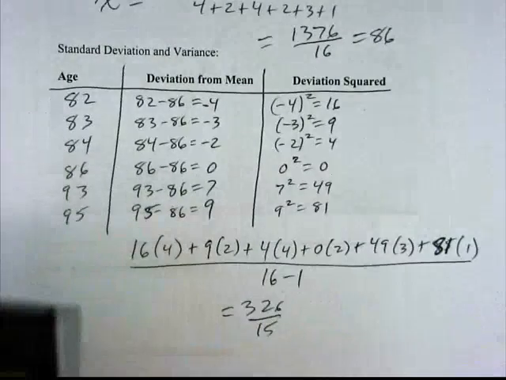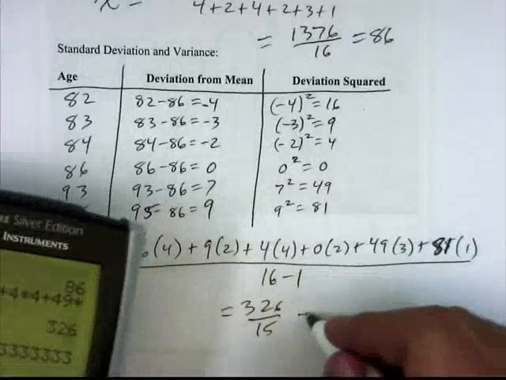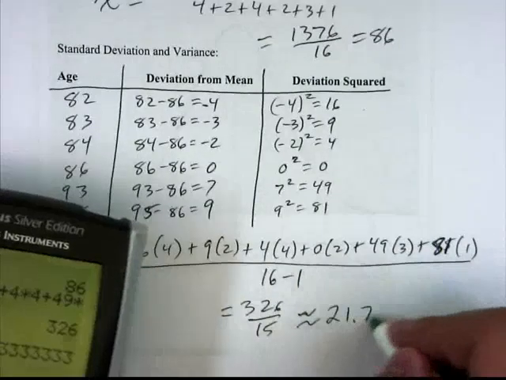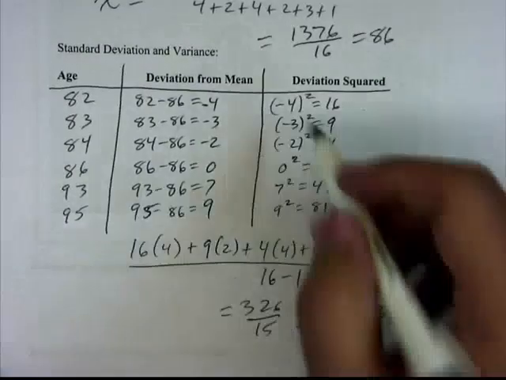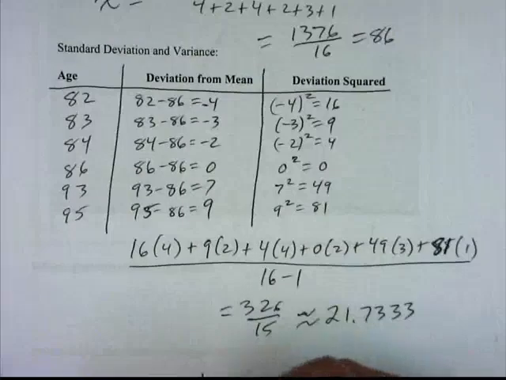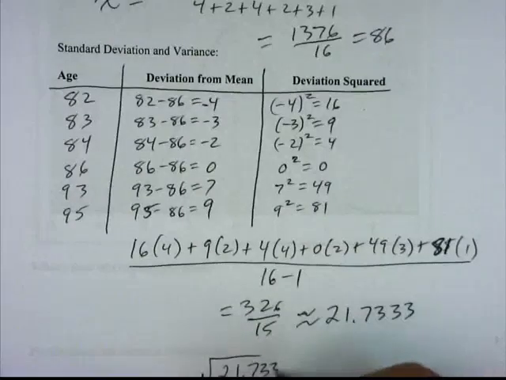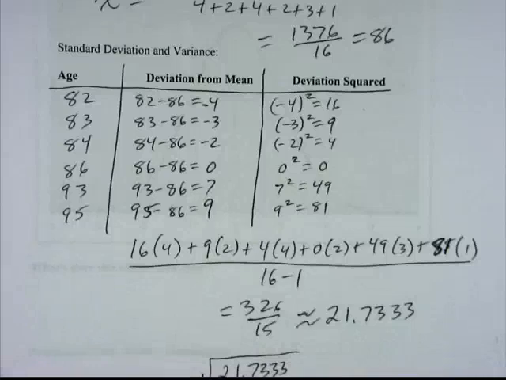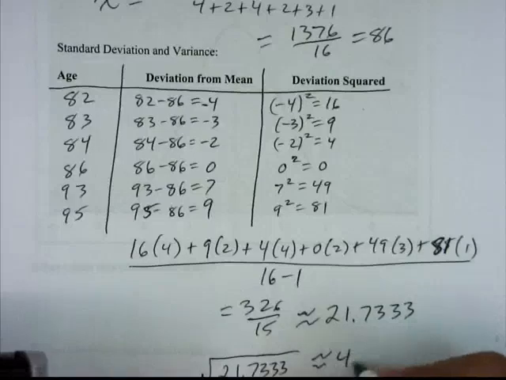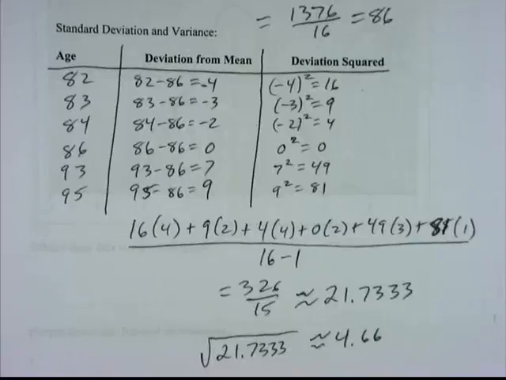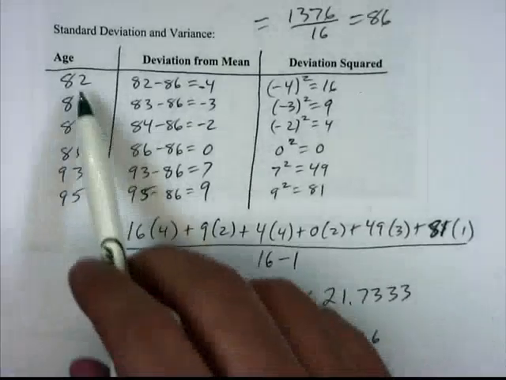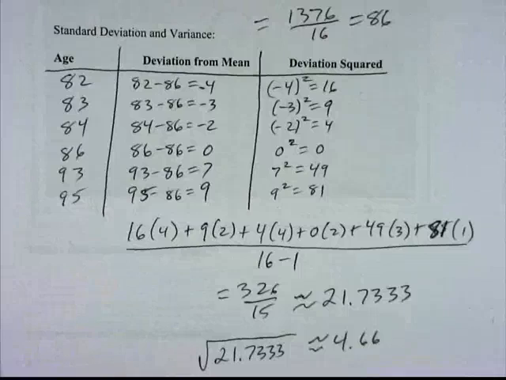divided by 15, which is about 21.7333. Then, remember, I have to undo this square, so I'm going to take the square root of 21.7333, and that gives me about 4.66. So standard deviation just kind of tells us, on average, how far away are our numbers from the 86. Okay, and they're off by about that on average.